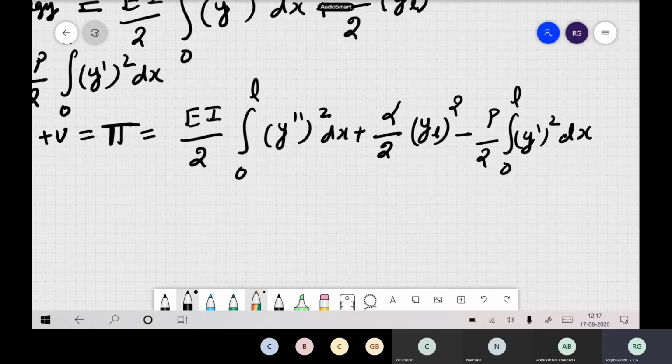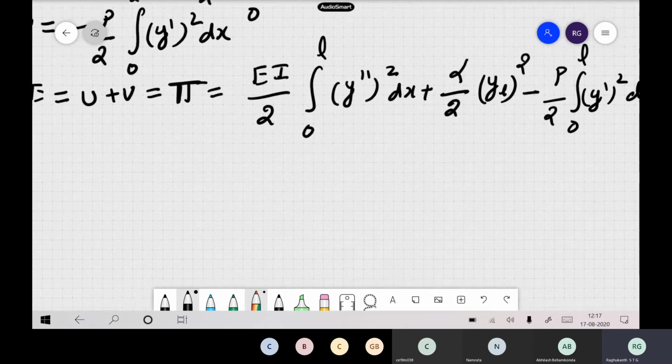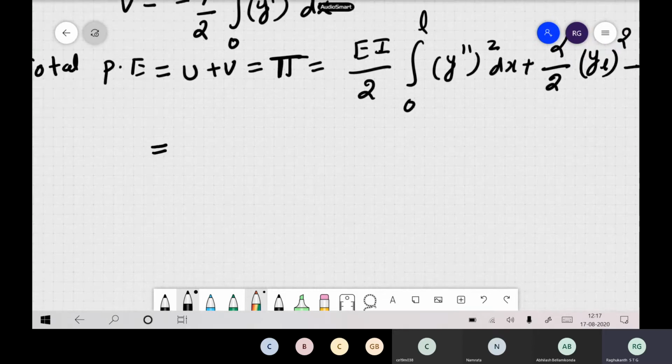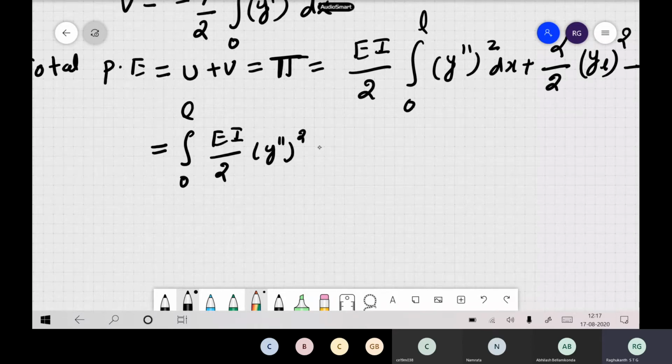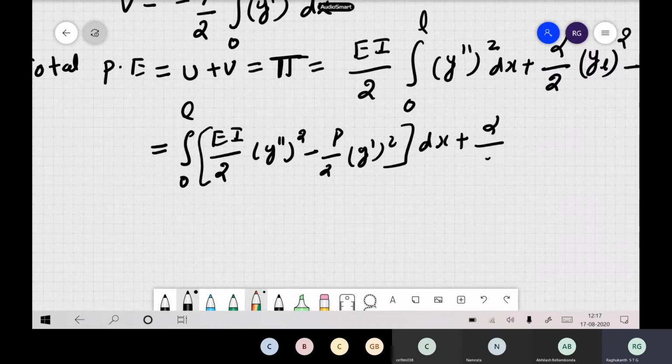So this is the total energy for this spring-supported propped cantilever problem. Now if you write this in a nice format, you can combine those integrals together. So 0 to L, EI by 2 into y double dash square minus P by 2 y dash square, into dx, and I am just rewriting those expressions, plus alpha by 2 into y_L square. So this is the energy expression.